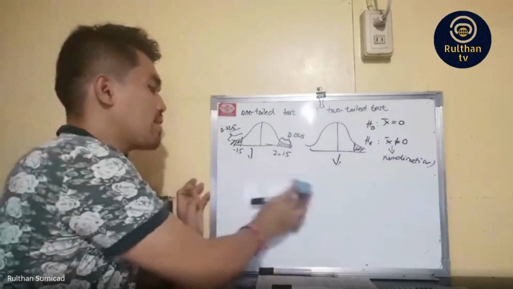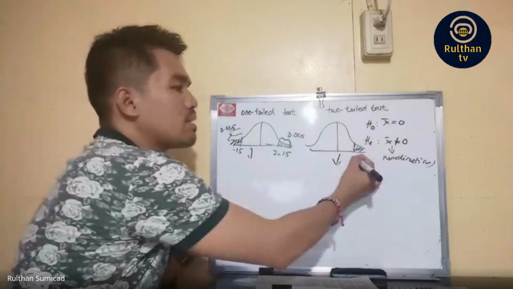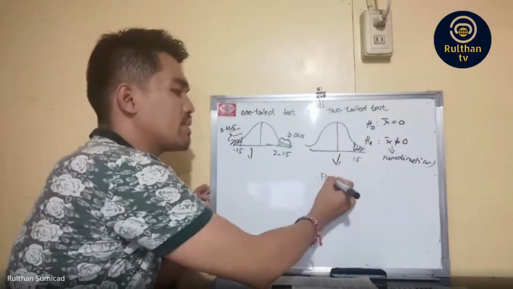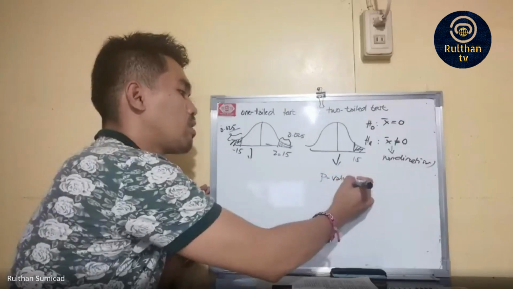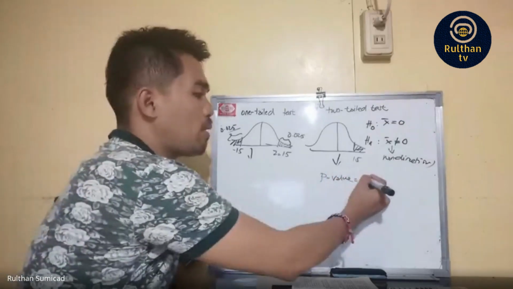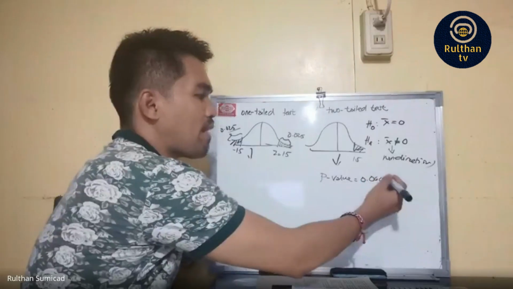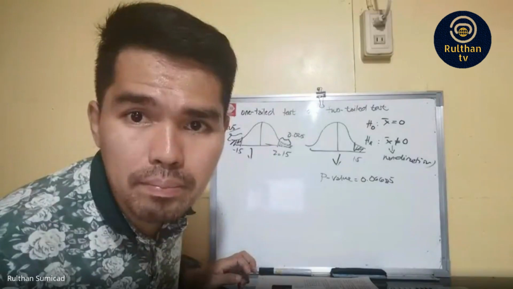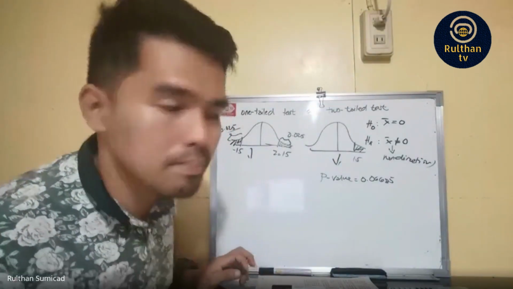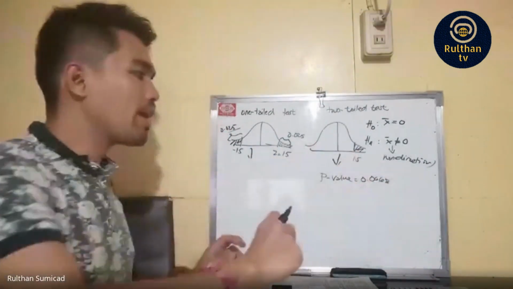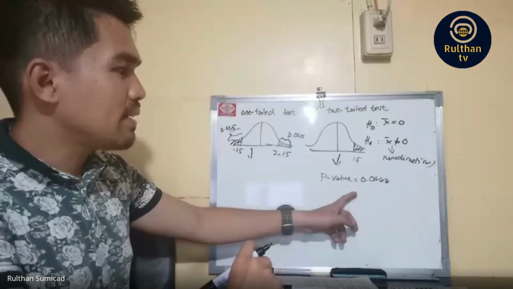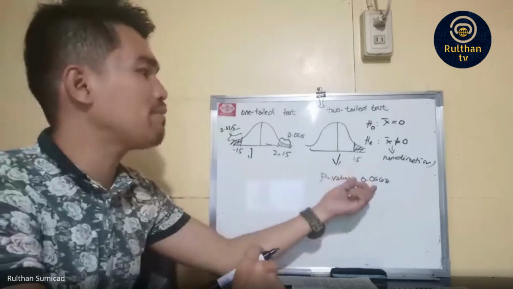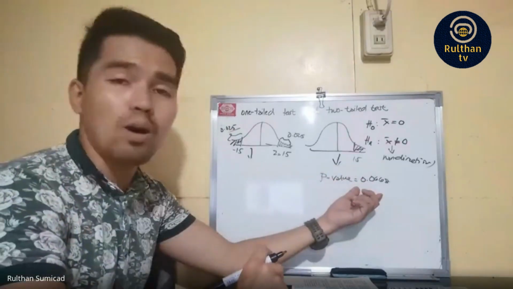For a one-tailed test, for example, this is 1.5, and then the p-value is 0.0668. Got that. Okay. If this is the case, in a one-tailed test at 5% level of significance, is this going to be accepted or rejected?